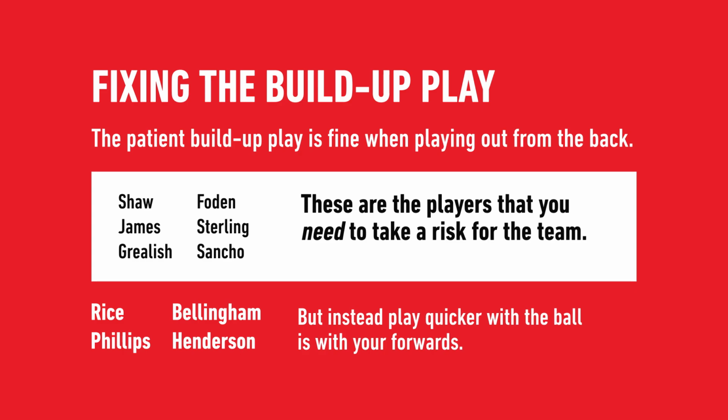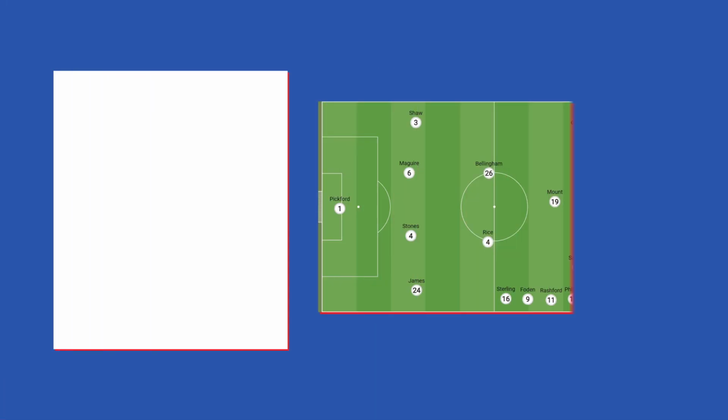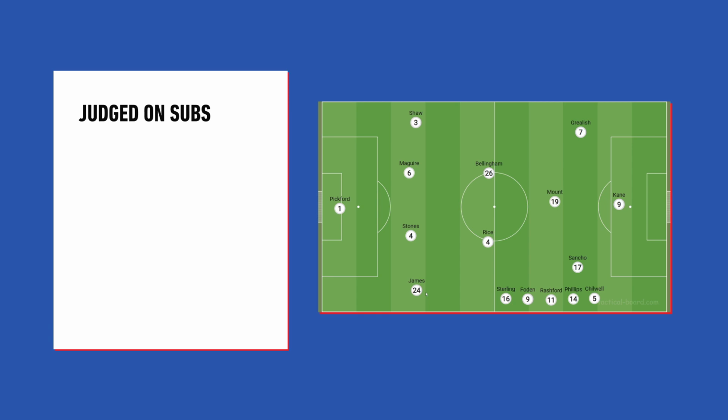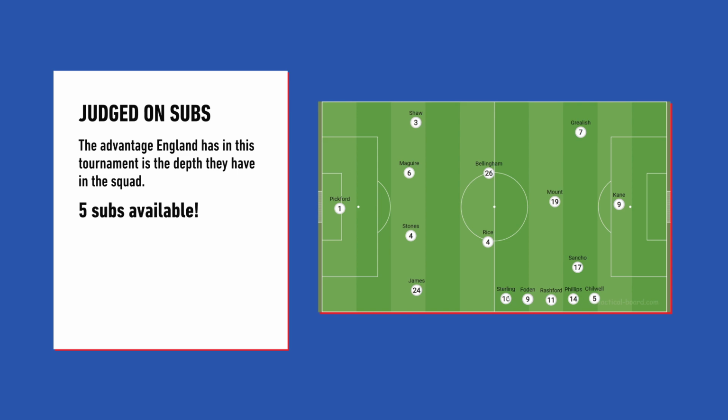Now, even before the tournament, I was saying that Southgate was really going to be judged on the subs that he makes during games, because the advantage and the good thing about England in this tournament is the depth that they have in attack. And this tournament is different. You've got 5 subs to make. You haven't just got the 3, you've got an extra 2. So you might as well use them.